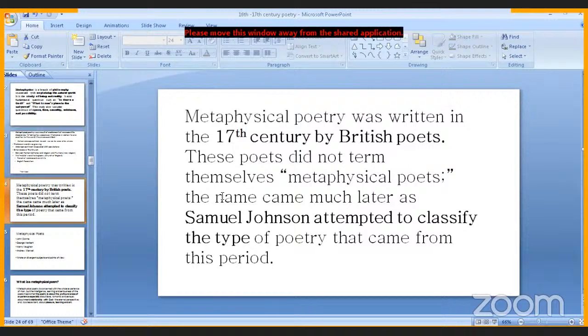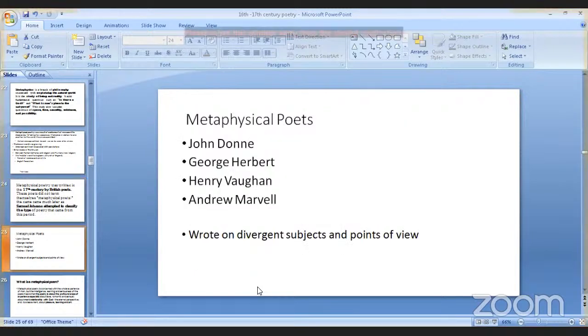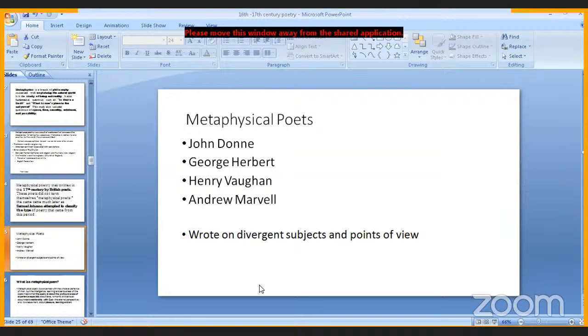Now, metaphysical poetry was written in the 17th century by British poets. These poets did not term themselves metaphysical poets. The name came much later as Samuel Johnson attempted to classify the type of poetry that came from this period. So from this period onwards, you get to notice this form of poetry called metaphysical poetry. The poets who came up with this form are John Donne, George Herbert, Henry Vaughan, and Andrew Marvell. John Donne's and Andrew Marvell's poems we are going to read are of the metaphysical poetry.